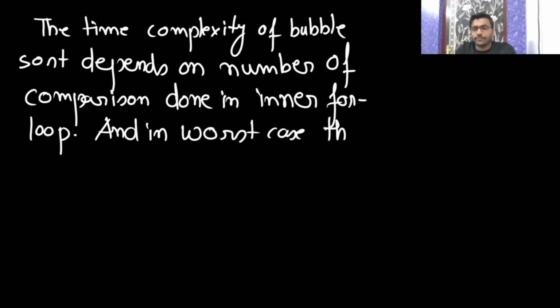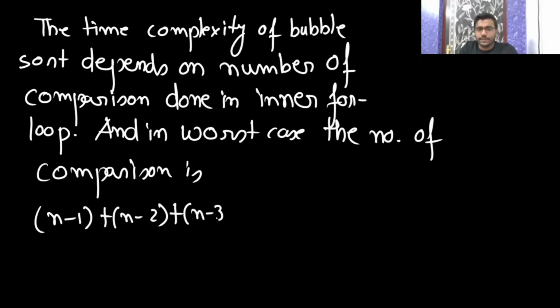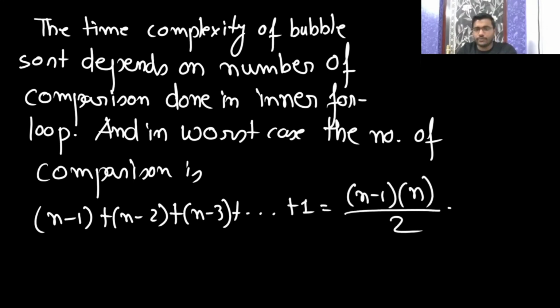the number of comparisons is n minus 1 plus n minus 2 plus n minus 3, and like this it will go till 1. So it will be n(n minus 1)/2, which is big O of n square. So in the worst case it is going to be big O of n square.